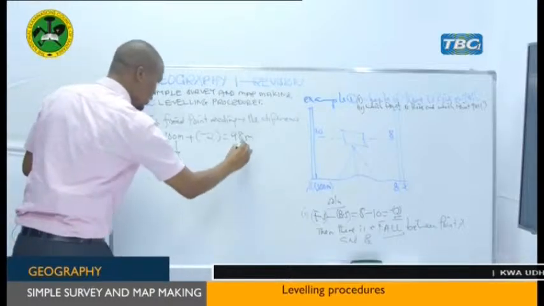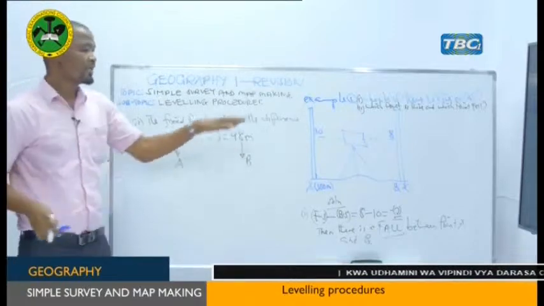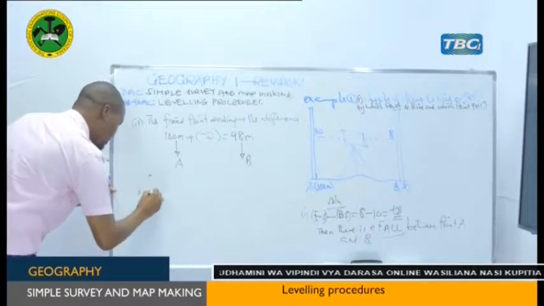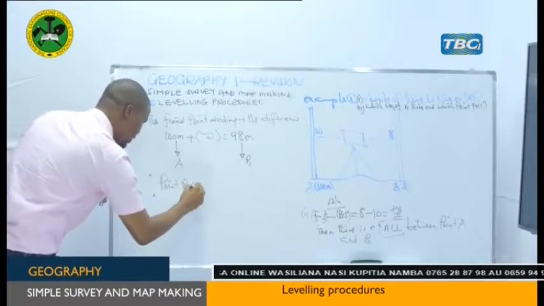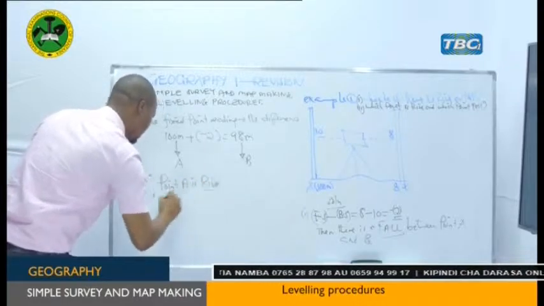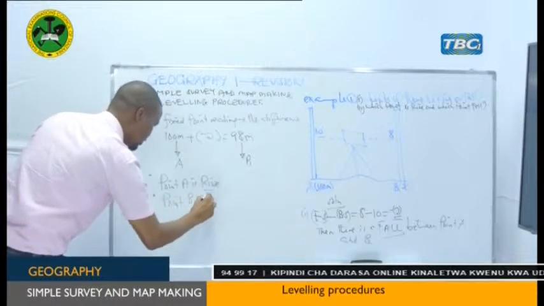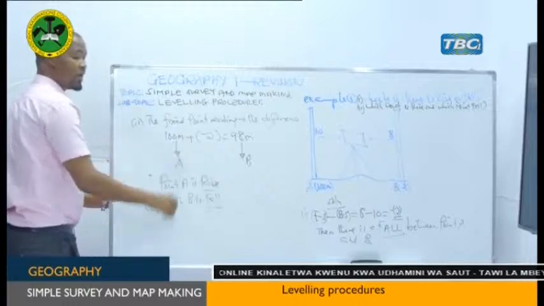It means right now this one is point B. So as the question asks which point is rise and which point is fall, then you can conclude by saying point A is rise, you see, while point B is fall, as you can see. This is 98, this is 100.